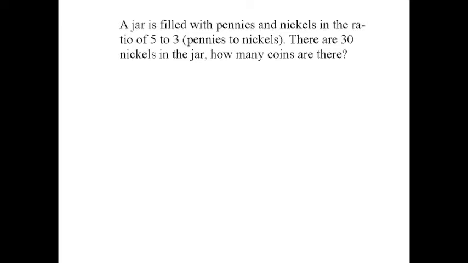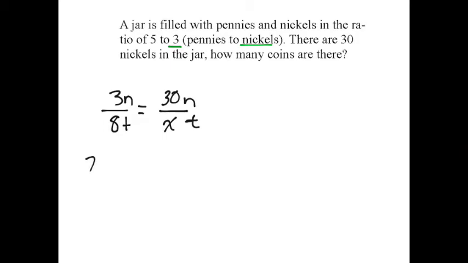Okay? We're going to use the information we have about how many nickels there are to find out how many coins there are in total. We see that there are 3 nickels for every 5 pennies. That means in that ratio there's a total of 8. So out of all of those coins, out of 8 of them, every 3 will be a nickel. So we can say that 3 nickels for 8 total. Now we know there are 30 nickels, and we want to know how many there are in total.